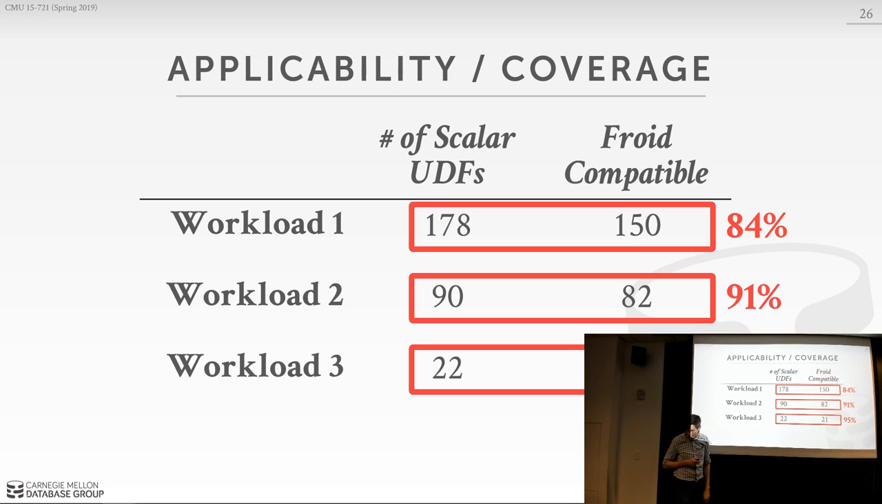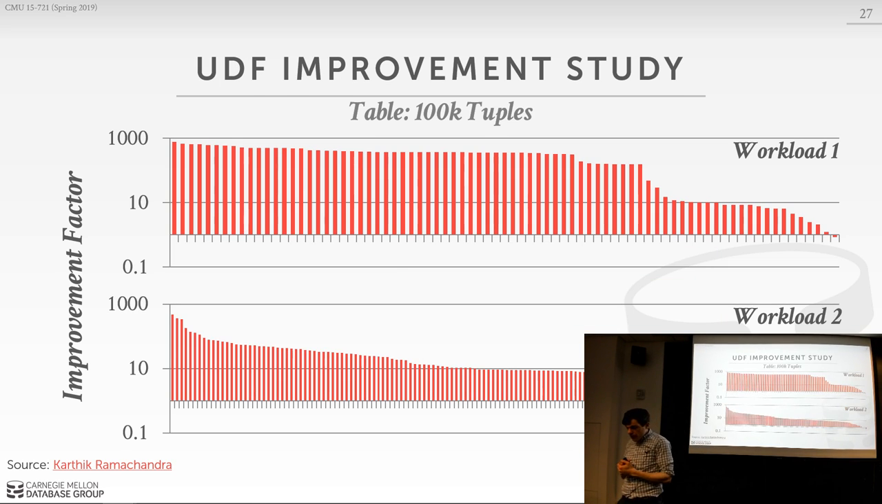And that's pretty awesome. All right, so then they actually did an evaluation of what the benefit is going to be. These are sorted based on the order of the benefit they get, and this is in log scale. This is showing that for these two particular workloads you have some UDFs where you can get like 800x improvement over what the original version could do.